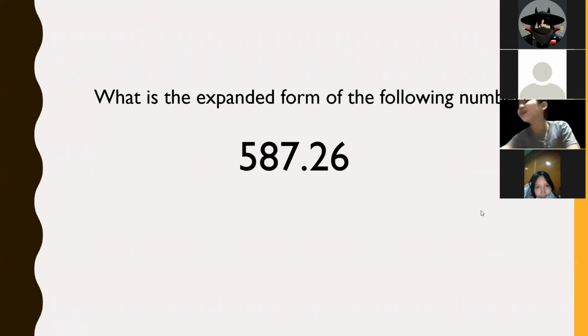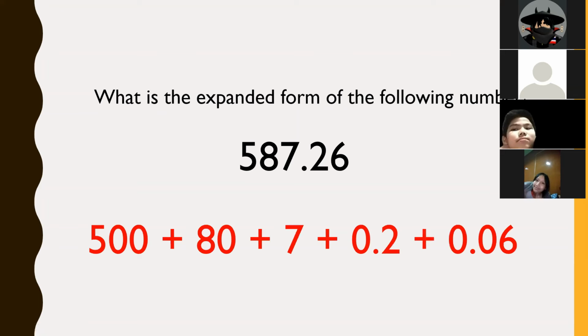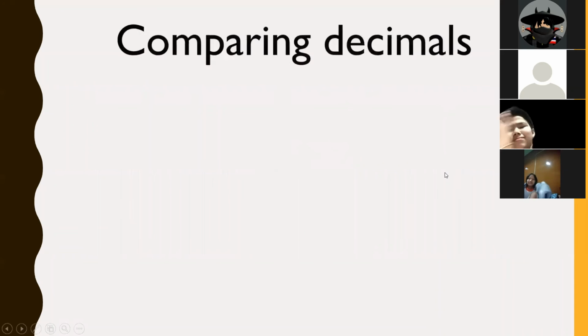Next. Sun. 500 plus 10 plus 7 plus 0.2 plus 0.06. Very good. Okay. Next number.